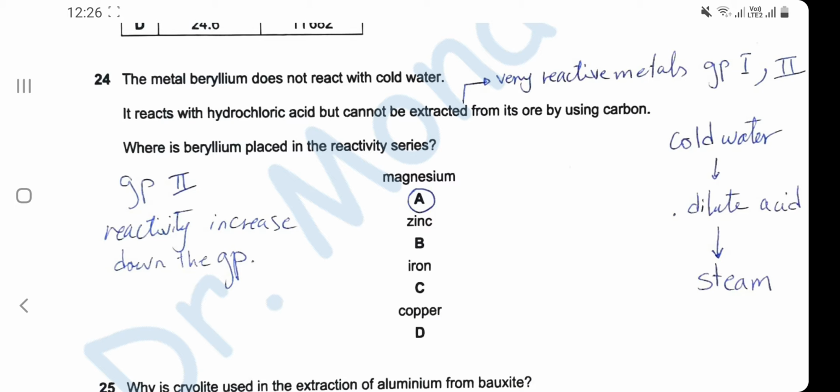It may be from group 2. So beryllium, of course, is from group 2. It can react with hydrochloric acid, but cannot be extracted by using carbon. Where is beryllium placed in the reactivity series? You have to know the trend of the reactivity of group 2. Group 2 reactivity increases as we go down the group. So beryllium will be just below magnesium in the reactivity series, and of course it will be higher in reactivity than zinc and iron, because group 1 and 2 are more reactive than transition metals.